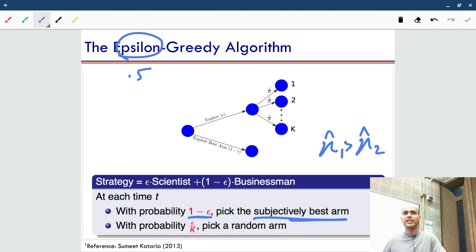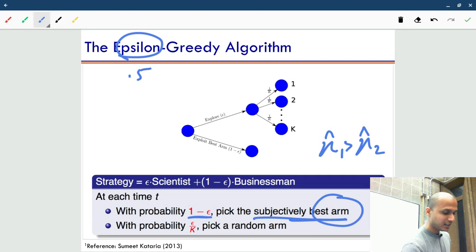When you pick randomly one of them, you are focused on learning. When you show the best one based on information so far, you are focused on making money. Because hopefully the information so far is good, and so you're making money. If the information was actually good, then you must be greedy. You should always be picking the one which has the highest estimated conversion rate. So the strategy is saying mix both. Try to learn with some probability, or exploit, that is, subjectively pick the best arm, with some other probability.